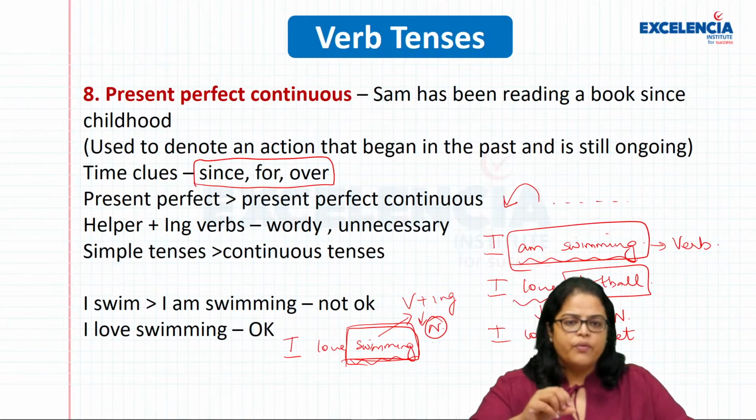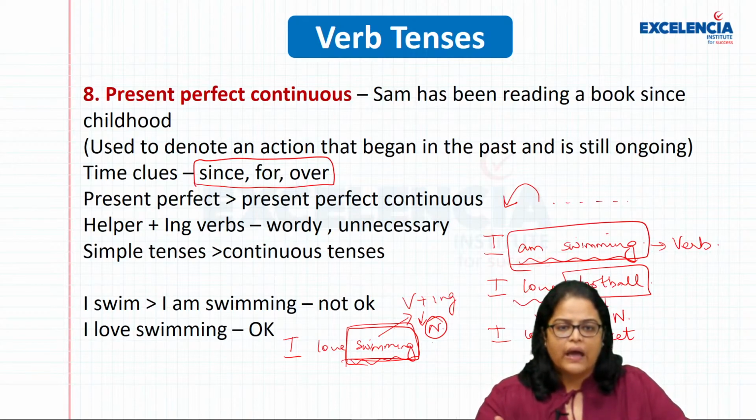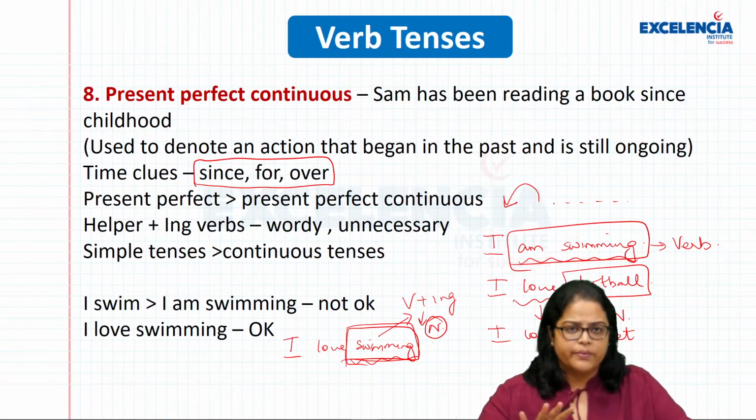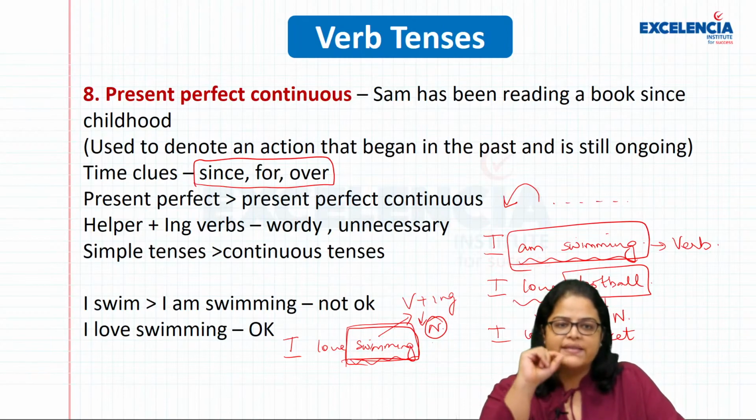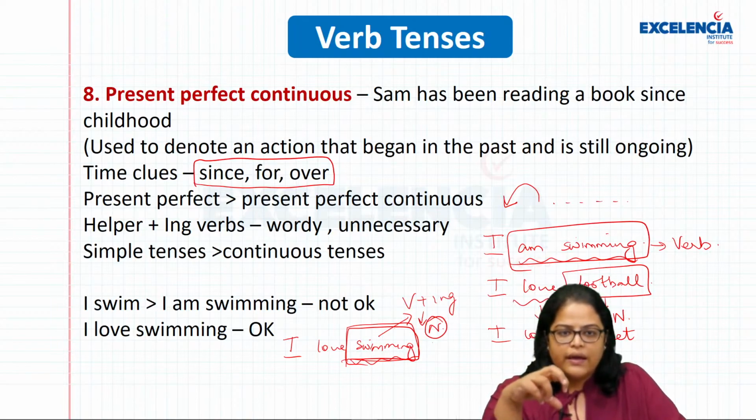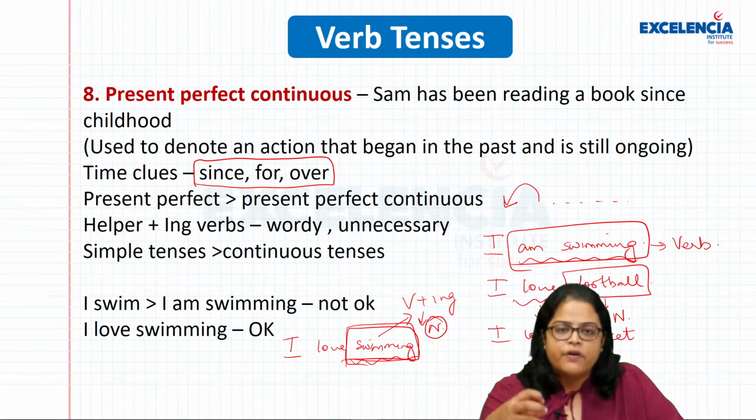So we've established, Jyotika, that I love swimming. Swimming can act like a noun. I am swimming. Swimming is my verb. There's no problem. Why am I repeating this now when I'm doing the verb tense chapter? Because on the SAT, sometimes you will see that there are two options given and both are grammatically correct. In that case, if you have two tenses given, one is a simple present and other is a present continuous, I prefer a simple tense over a continuous tense.